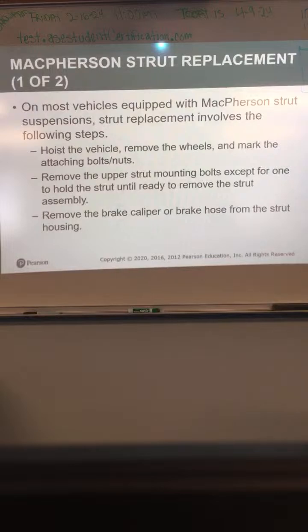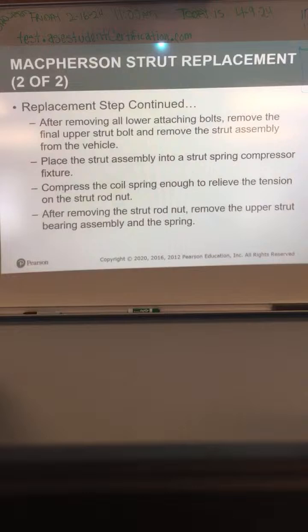Remove the brake caliper hose. Usually there's a brake hose on the strut somewhere. It's just a little 10mm bolt. Normally you just take that off. It takes 2 seconds. After removing all of the lower attaching bolts, remove the final strut bolt.